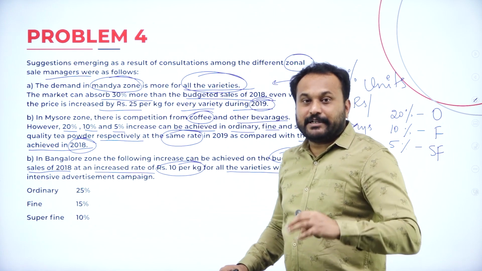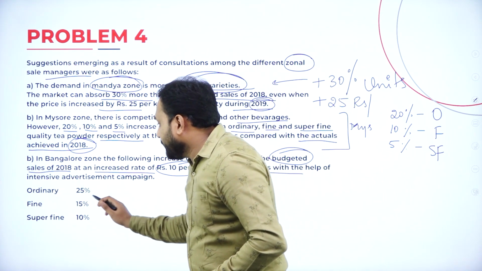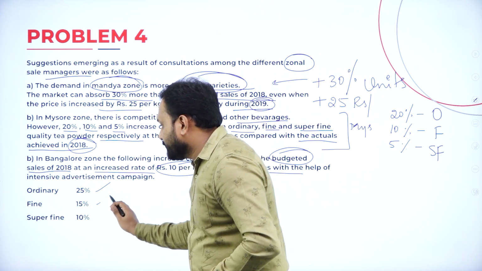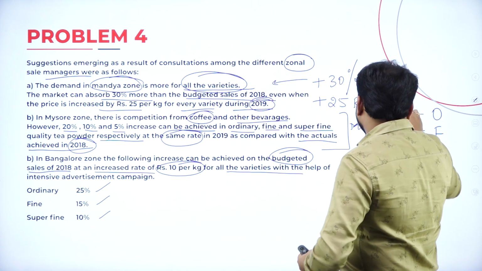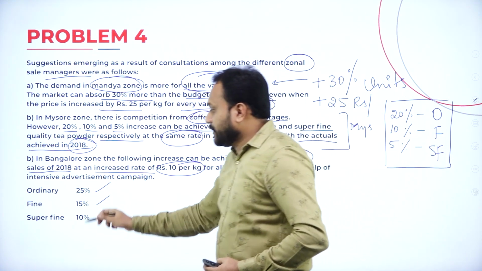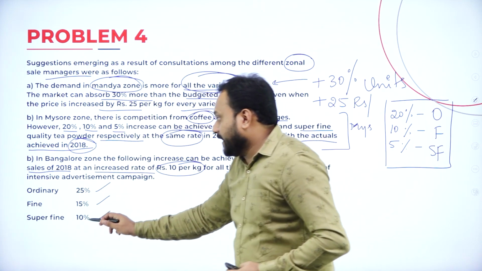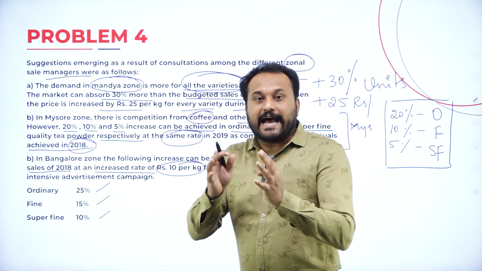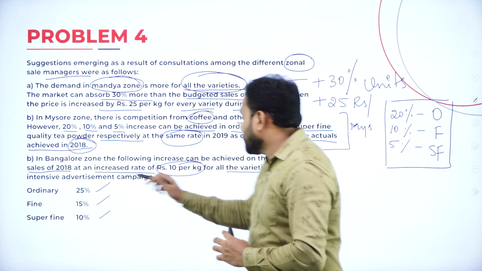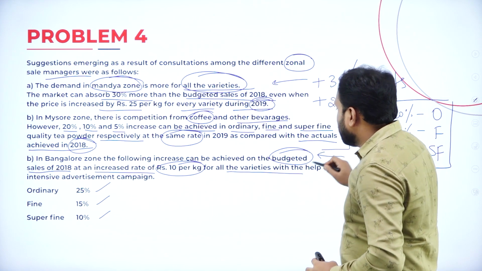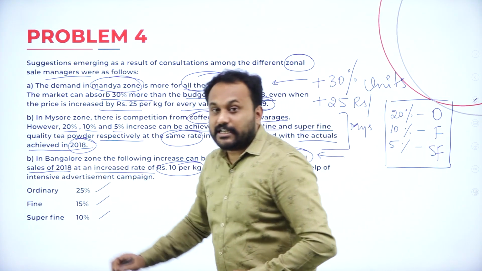An intensive advertisement campaign is actually there. That's the reason the unit will also increase. Ordinary will increase by 25%, fine is 15 and super fine is 10. The same way how we have done this one. But we are supposed to increase from actual or budget. Which one? We are supposed to increase from budget because they have only mentioned that it can be achieved on the budgeted sale of 2018.